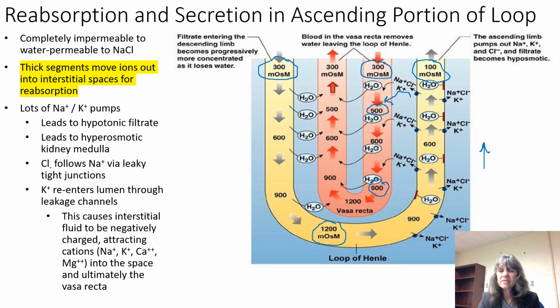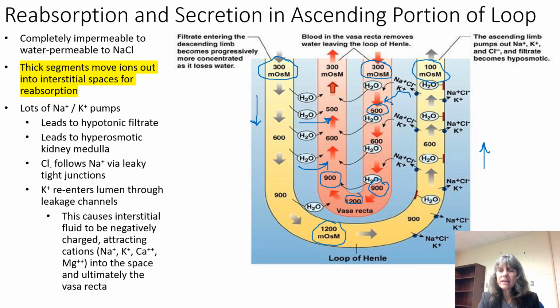However, water is going to be pulled back in because water follows solute, and as water follows solute, it's going to be drawn to this high solute concentration that's been created in the vasa recta. And so water's going to follow that solute from the descending limb, where it's freely permeable to water. It's going to go back into the vasa recta.